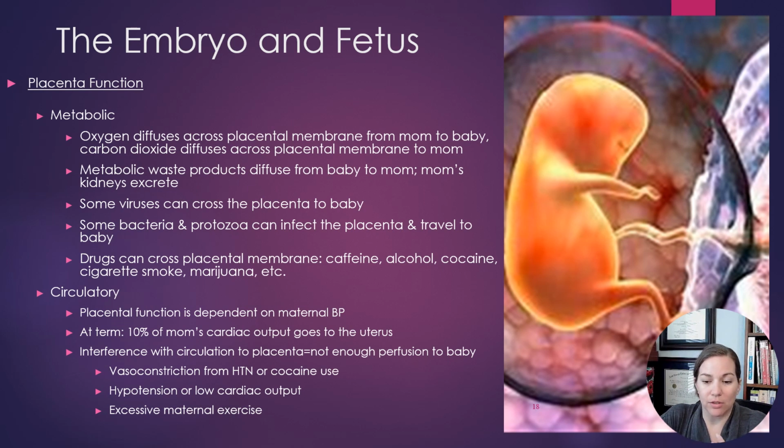This can be from vasoconstriction. This happens in hypertension. So we talked about if the mom's blood pressure is too high, vasoconstriction happens, or vice versa, vasoconstriction is causing hypertension. Cocaine use can cause this as well. Hypotension or low cardiac output affects the baby's perfusion, and excessive maternal exercise can as well.